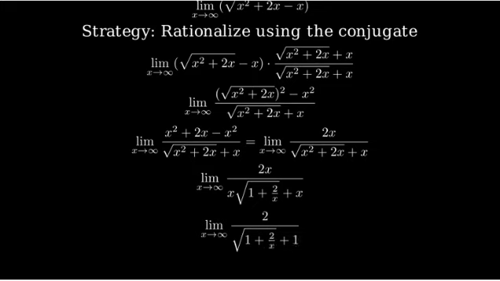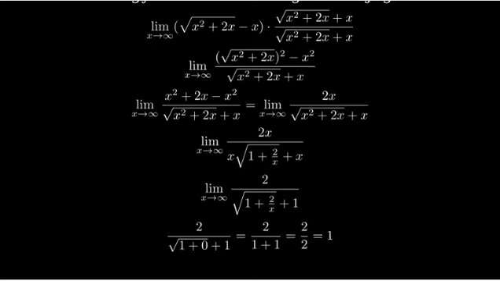Now, as x approaches infinity, 2 over x approaches 0. So the square root of 1 plus 2 over x approaches the square root of 1, which is just 1. Therefore, the limit as x approaches infinity of the square root of x squared plus 2x minus x equals 1.